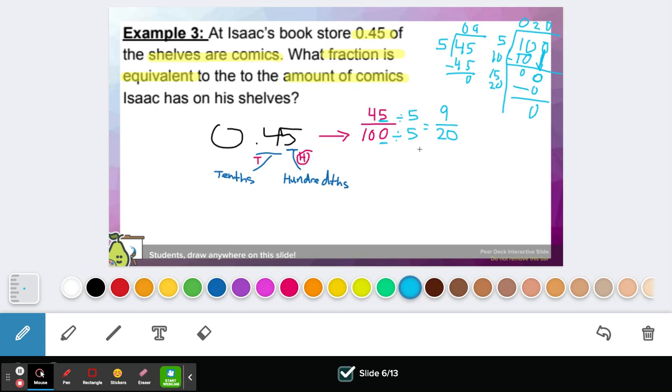Then from here, I have 9 over 20. So if I look at this right here, I need to check, can I simplify even further? So if I look at my 9 and I look at my 20, I need to check if I can simplify really fast. So 1 times 9 is 9. I can't do 2. I can do 3. 3 times 3 is 9. Can I do 4? No. Can I do 5? No. And then I'm going to stop there because we can't do 6 or 7 or 8.